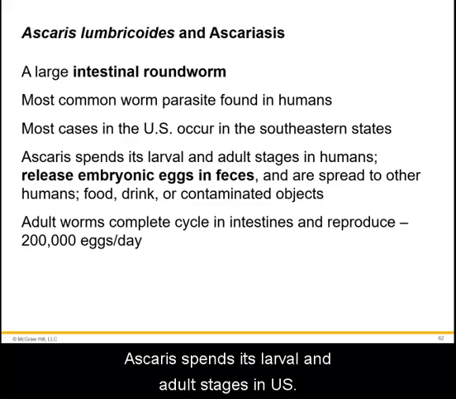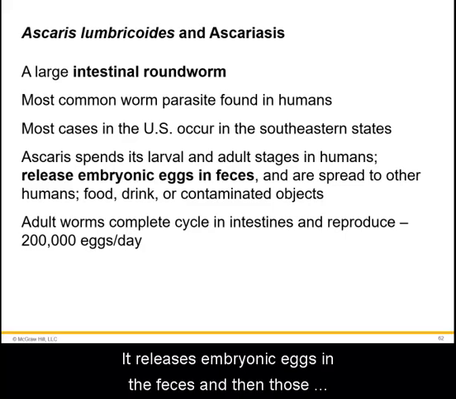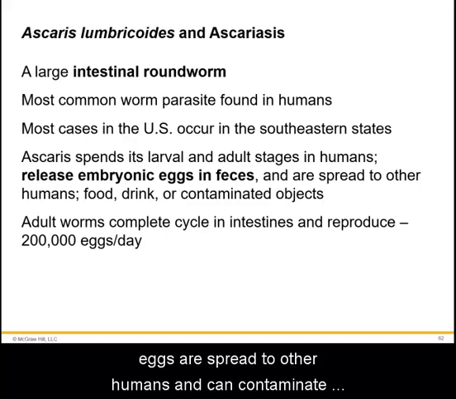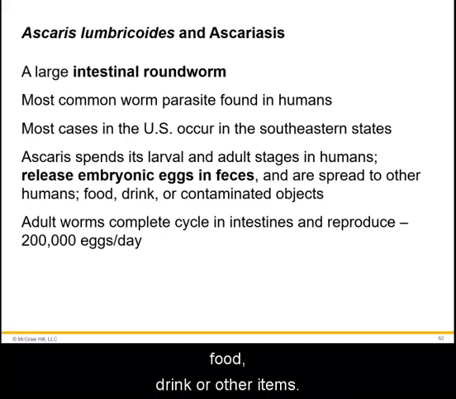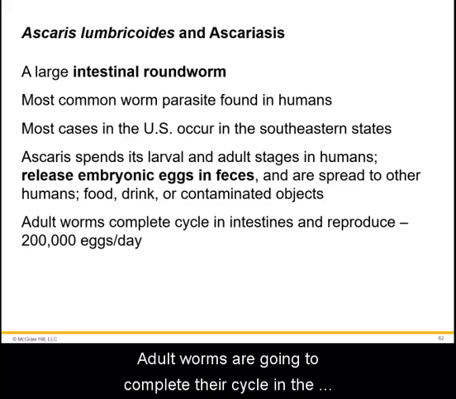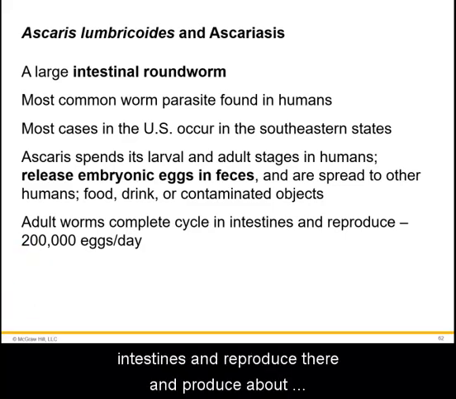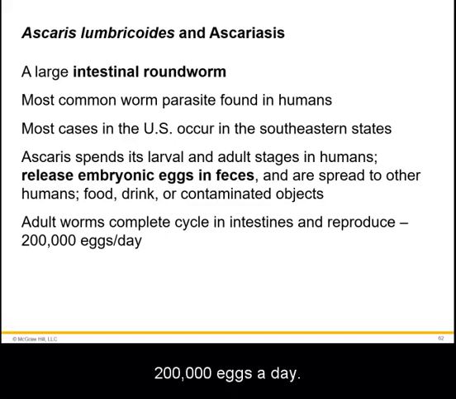Ascaris spends its larval and adult stages in us. It releases embryonic eggs in the feces, and then those eggs are spread to other humans and can contaminate food, drink, or other objects. Adult worms are going to complete their cycle in the intestines and reproduce there and produce about 200,000 eggs a day.